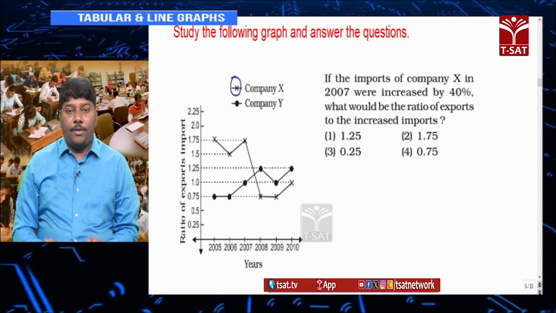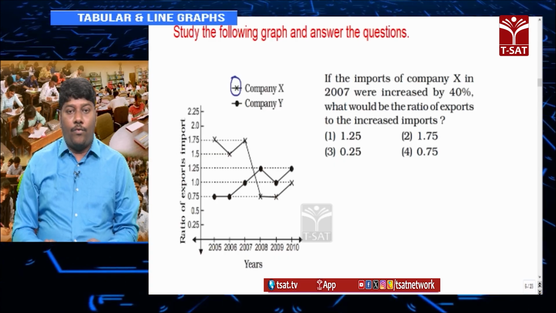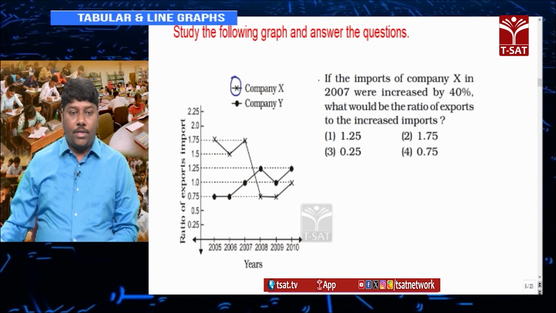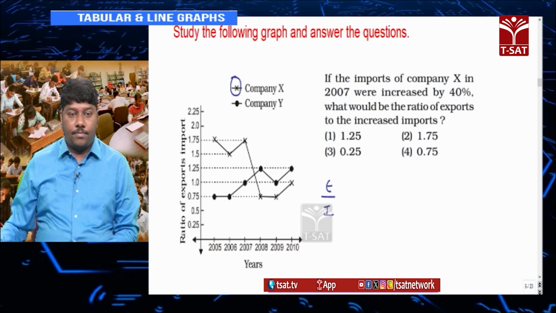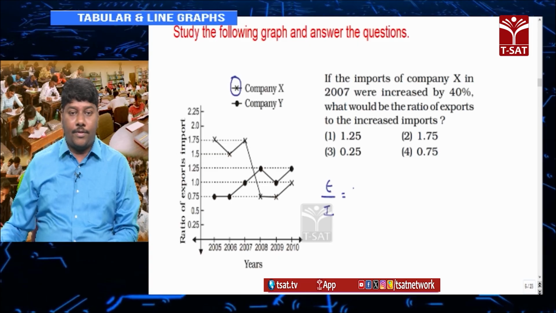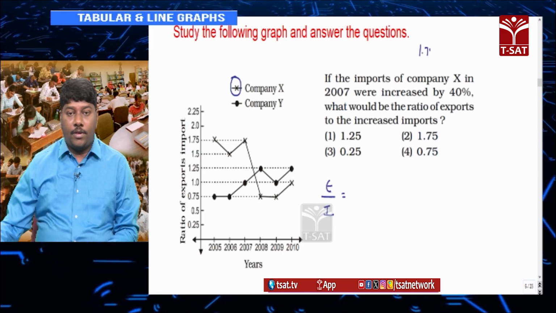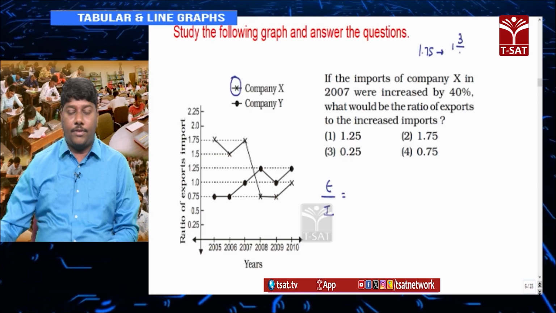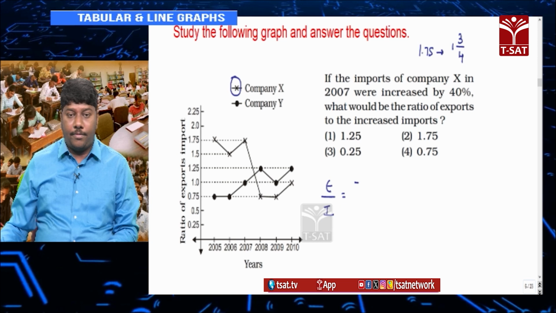Now look here. If the imports of company X in 2017 were increased by 40%, what would be the ratio of exports to the increased imports? So in 2017, the ratio of exports by imports for X was 1.75. 1.75 can be written as 1 3 by 4, or else 175 by 100, but I prefer 1 3 by 4, because 0.75 is 3 by 4, and 1 3 by 4 is 7 by 4.